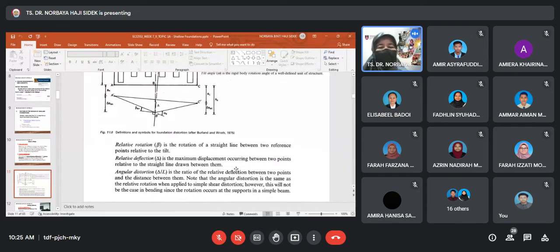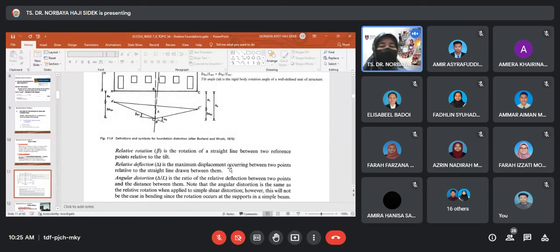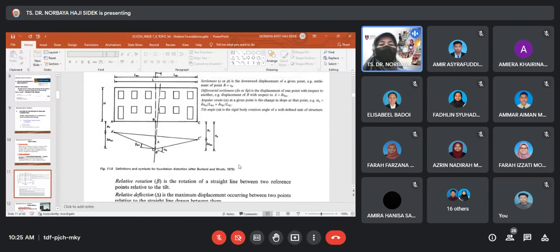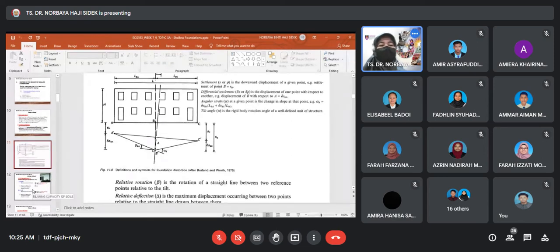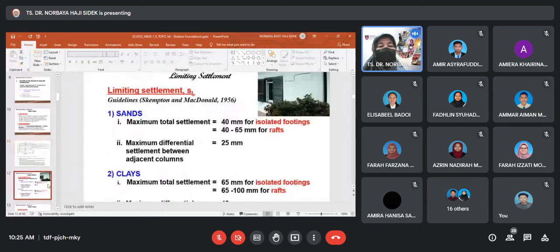By the way, the most important definition that you need to understand is the meaning of the downward displacement and also the differential settlement itself. Okay, these are quite important terms. All right. Okay, then here, this is again the limiting settlement.